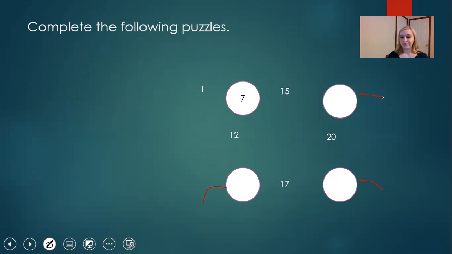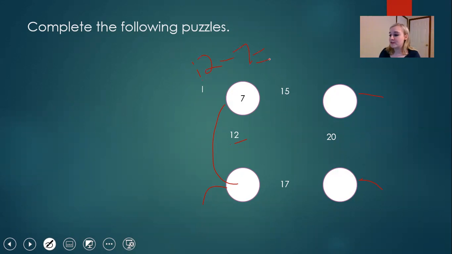And so what I see here is that the sum of these two equals this. And that's what we're trying to find. So we can see that the opposite of addition is subtraction. So we're going to do 12 minus 7 to figure out what the variable is.